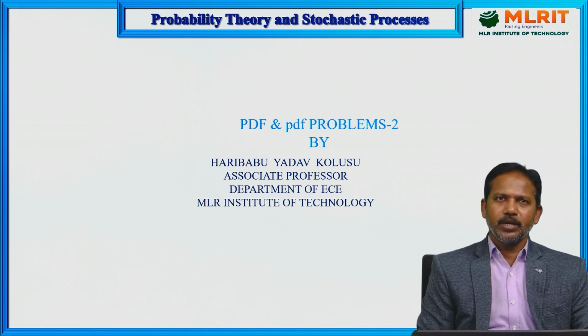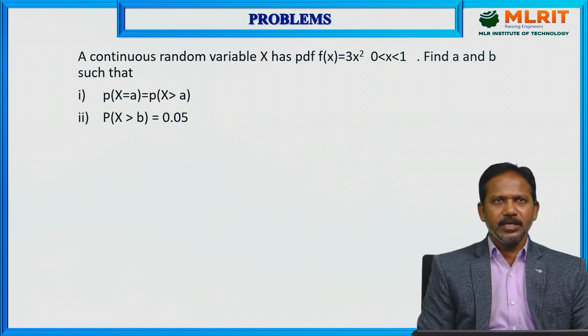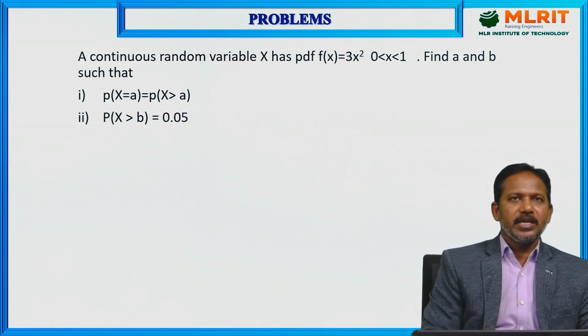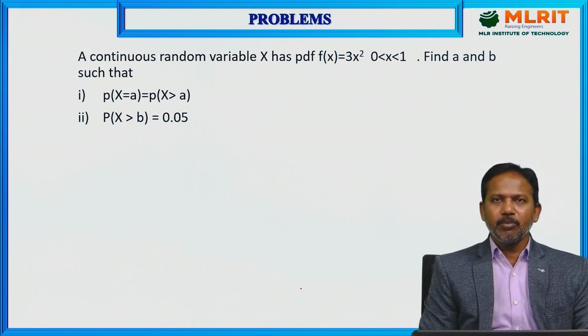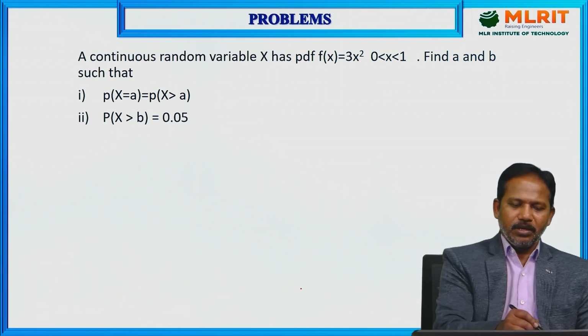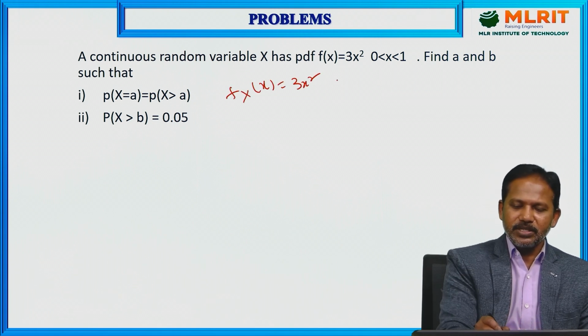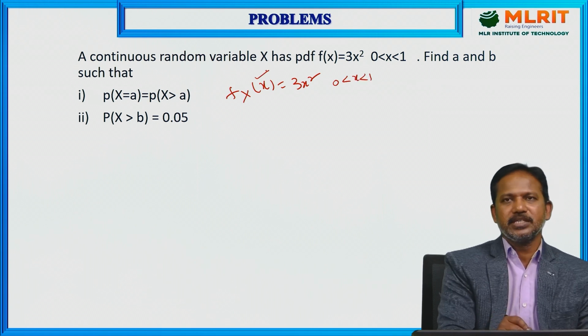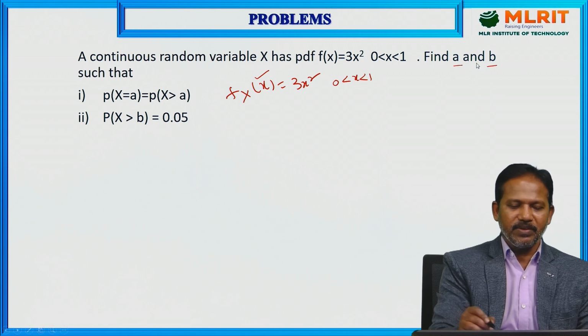Today, we are also discussing probability distribution and probability density function problems. This problem is totally related to the continuous case. A continuous random variable x has probability density function fx of x equal to 3x square for 0 less than x less than 1. This is my probability density function. Now we need to find the a value and b value.